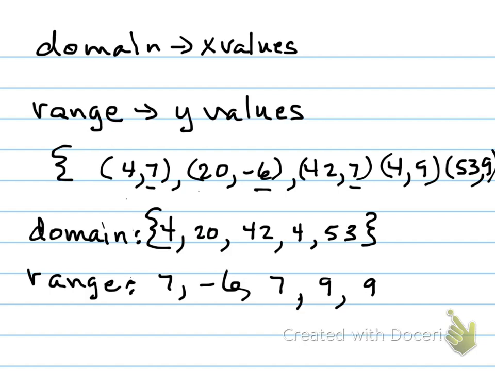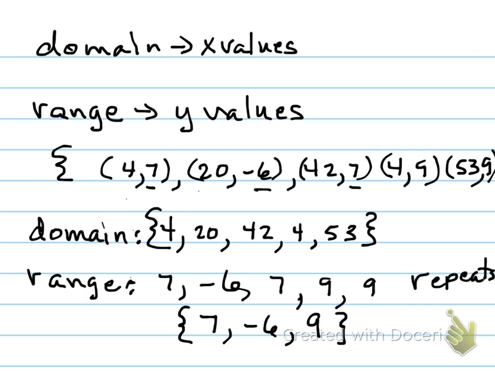Now you notice from this list that some of the numbers in the range repeat, and we don't need that. Okay? So anytime a number repeats, we're only going to write it down once. So the true range for this is 7, -6, and 9. Okay? We don't need the repeats when we're writing down the range. We already know that one of the values is 7, so we don't need it again.